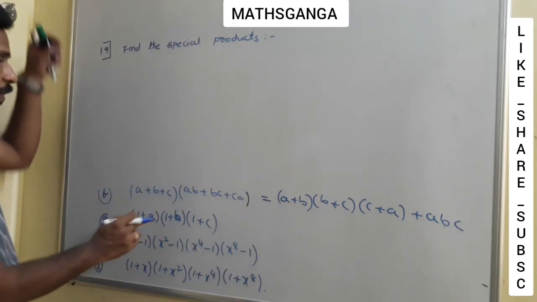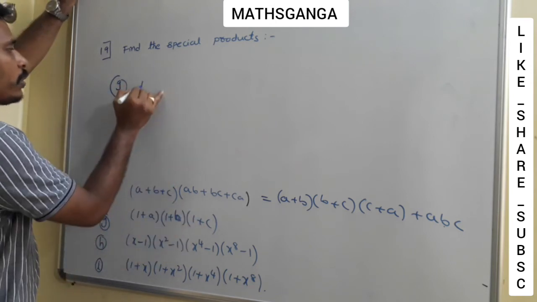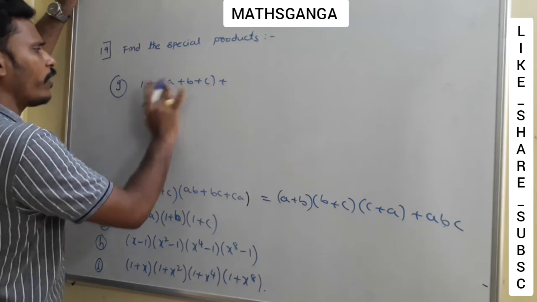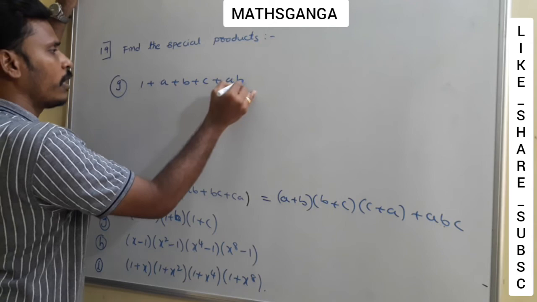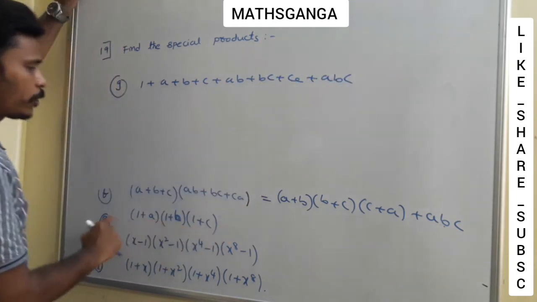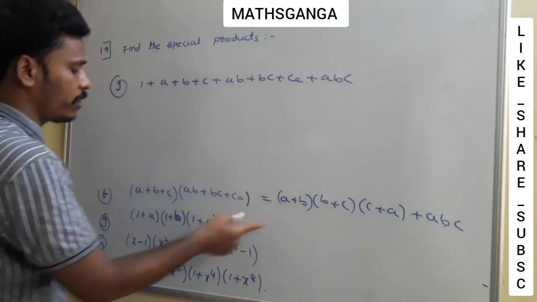Then there ends. And then G, as I mentioned, (1 plus a) into (1 plus b) into (1 plus c) is just nothing but 1 plus (a plus b plus c) plus ab plus bc plus ca plus abc. See, everything is plus, just like 1 plus a plus b plus c plus ab plus bc plus ca plus abc is this product. Just look at the pattern: 1, a, b, c, ab, bc, ca, and then abc is this product.